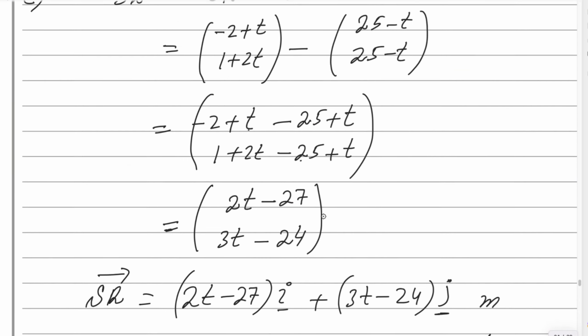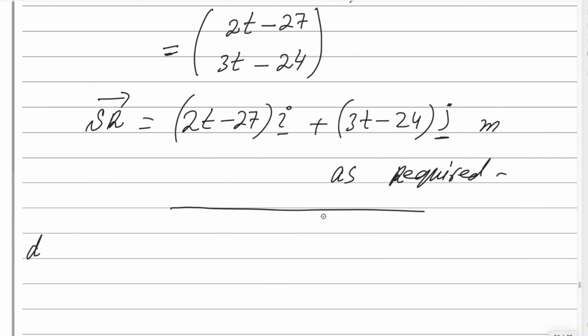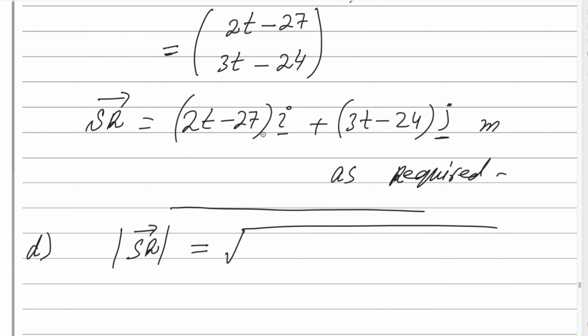Let's move on. To find the minimum distance, first of all, we will find the magnitude of SR. This will be the distance between S and R. We take the square root of the coefficients of i and j squared. So it will be 2t minus 27 whole square plus 3t minus 24 whole square. This is the distance between R and S.